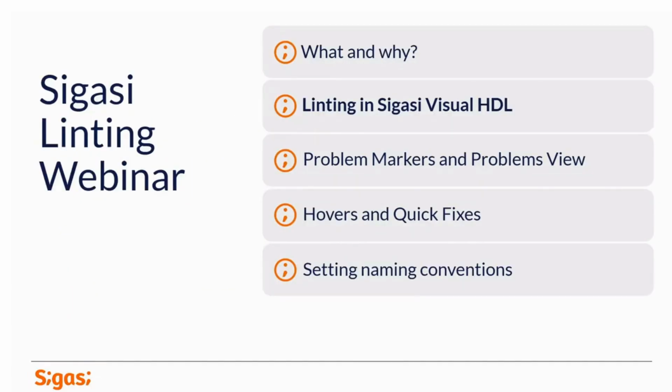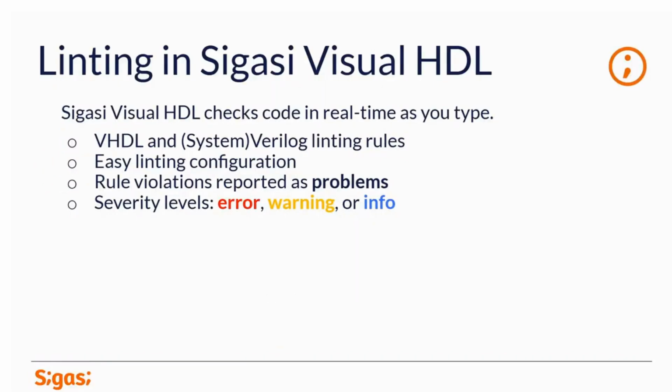Let's look at how linting works in Sigasi Visual HDL. Sigasi Visual HDL runs linting in real time. It analyzes your code as you type. It supports both VHDL and SystemVerilog linting rules. Linting configuration is quite easy, so you can quickly adapt it to your project. Whenever a rule is violated, it's reported directly as a problem, so you can see and address it right away.